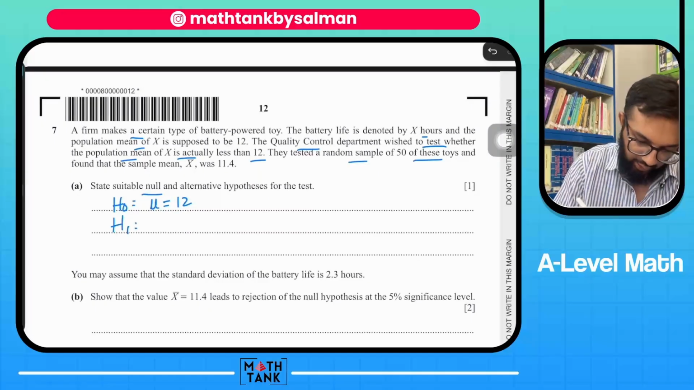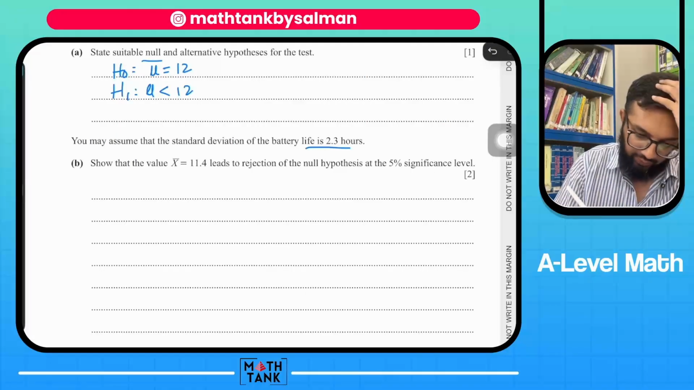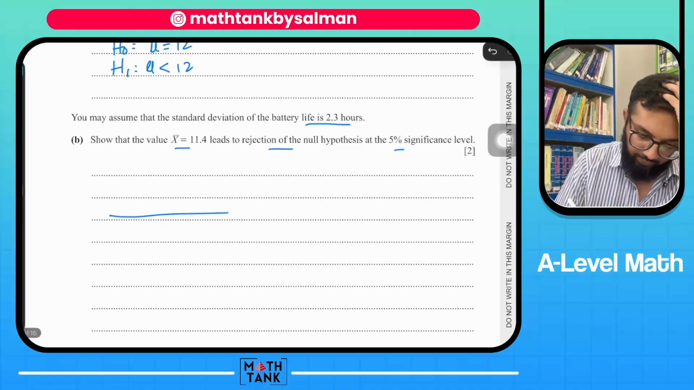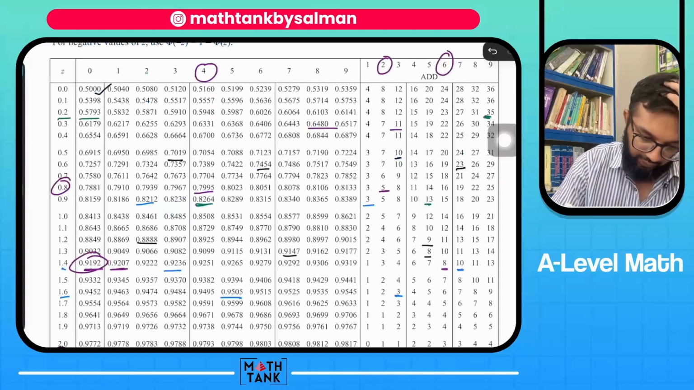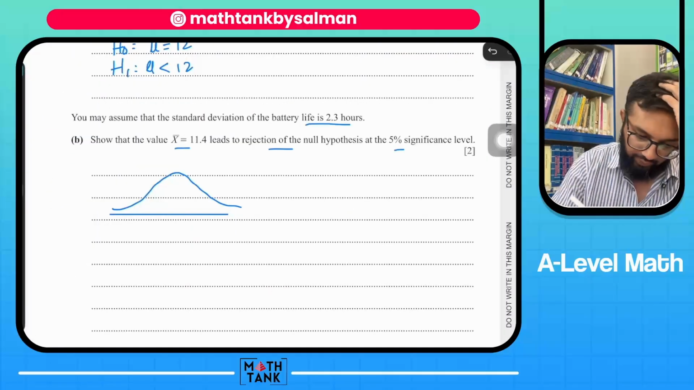H1 is mu is less than 12. You may assume that the standard deviation of the battery life is 2.3. Show that the value x bar leads to rejection of the null hypothesis at the rejection region. Okay, so 95%. What does 95% give me? 95% gives me 1.645 on the lower tail, so minus 1.645.